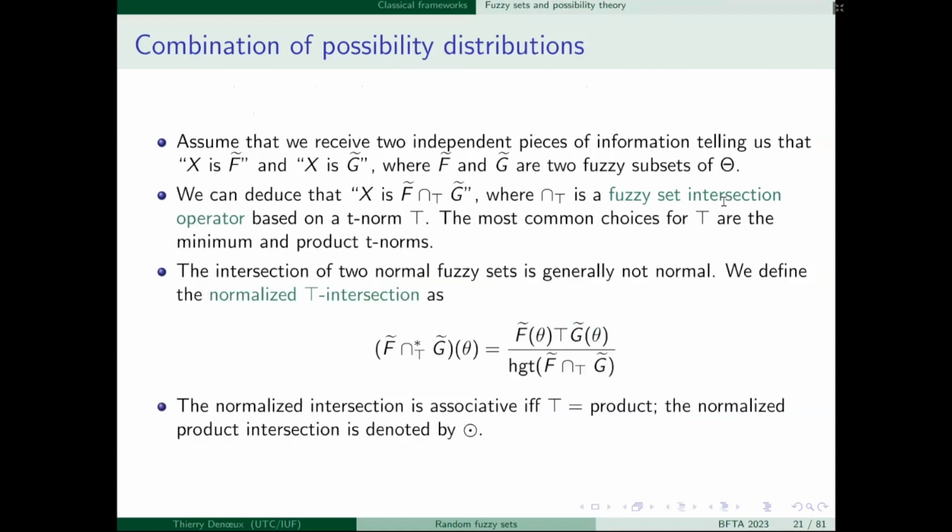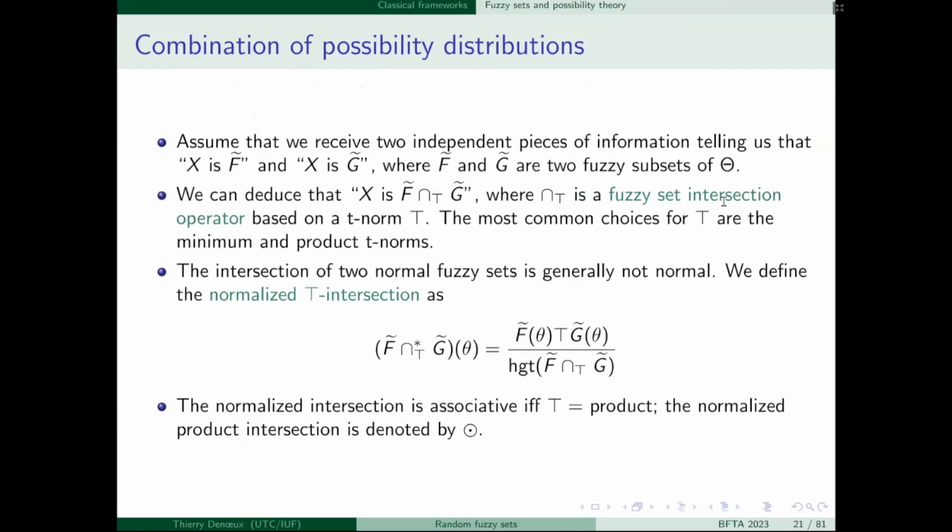So assume we receive two independent pieces of information telling us that X is F. So X is constrained by the fuzzy set F tilde. And a second source tells us X is constrained by the fuzzy set G tilde. For example, two people have been outside. One says it's hot. The other says it's very hot, for example. And hot and very hot are modeled by two different fuzzy sets of the domain. So we can deduce that X is constrained by the intersection of the two fuzzy sets. But we need to define the intersection of fuzzy sets.